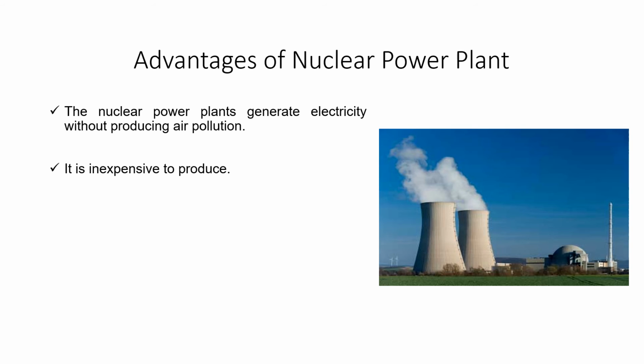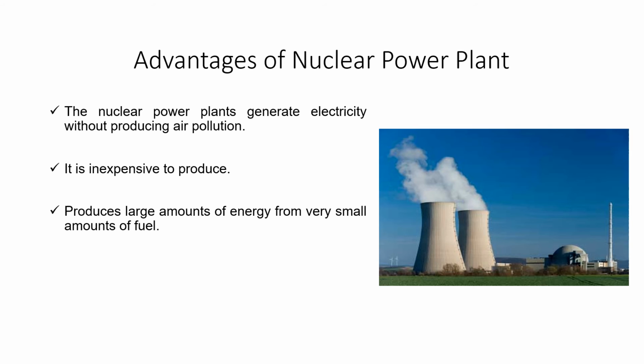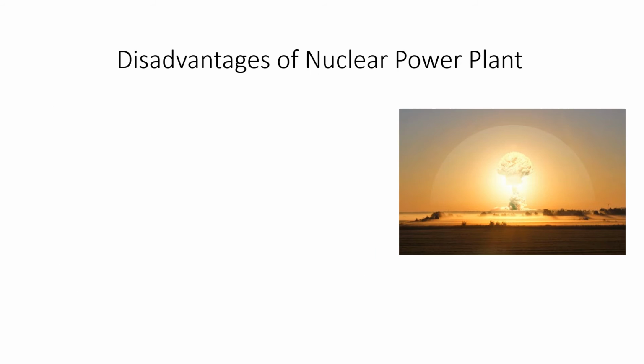Next, it is inexpensive to produce, as it costs about the same as coal. Third, a nuclear power plant produces large amounts of energy from very small amounts of fuel. Lastly, it produces very little waste, and nuclear power is reliable. Now, let's look at the disadvantages of nuclear power plants.